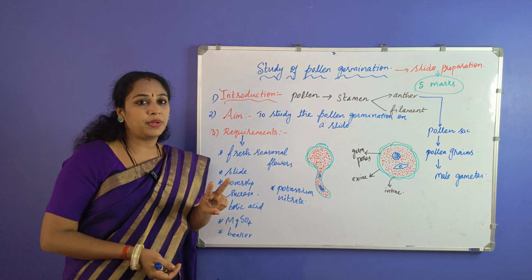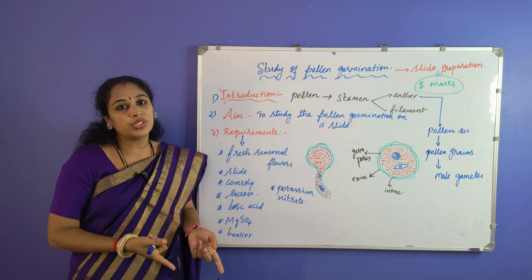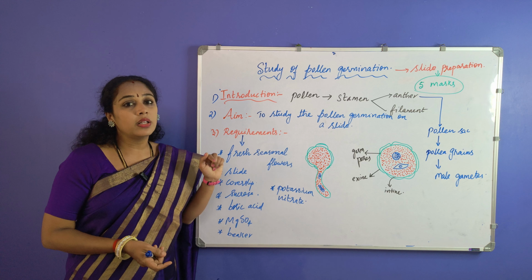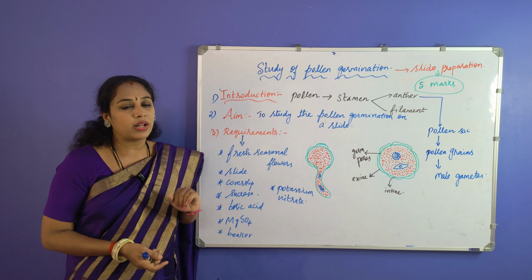We have two slide preparations. One is the pollen tube germination. The other one is the study of mitosis in the onion root tip. I have given the link in the description for the study of onion mitosis in the onion root tip. You can have a look at that video.